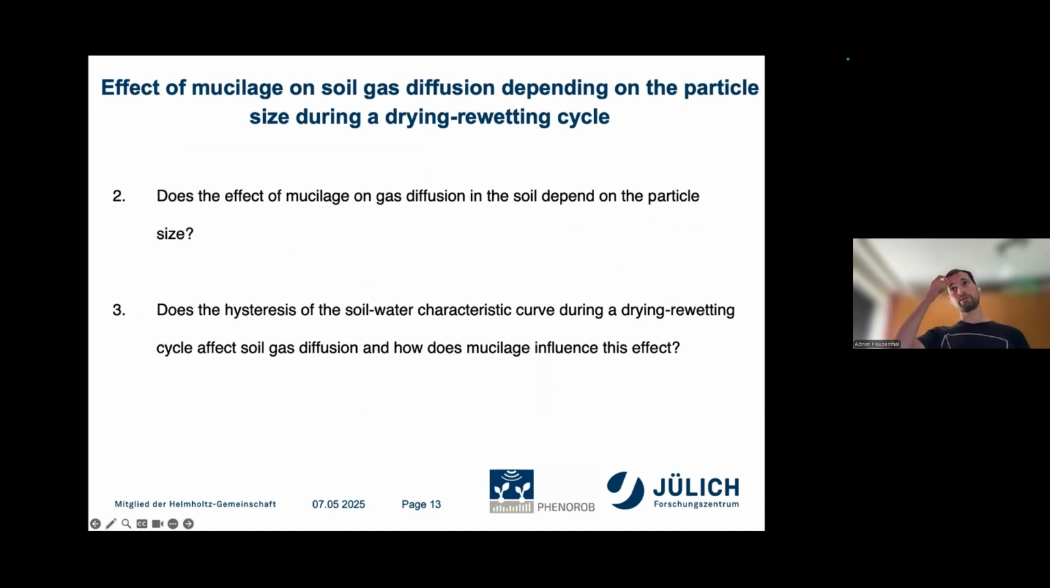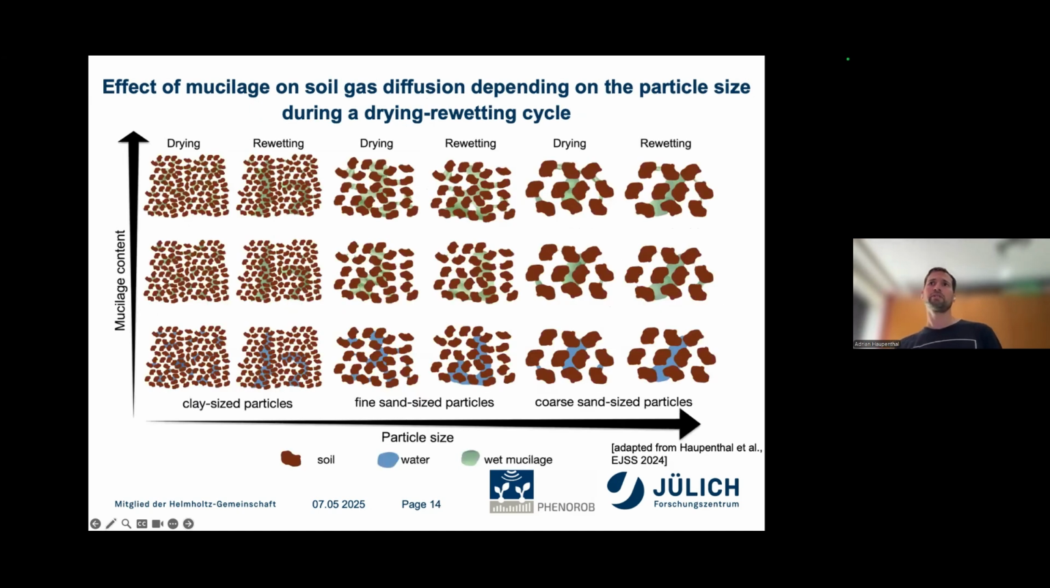So in the next step, I wanted to know if the effect depends on the particle size, and also if the hysteresis of the soil water characteristic is also represented in the soil gas diffusion, and how mucilage will influence this effect. Therefore, I developed the following conceptual model. So we have an increasing particle size from left to right and an increasing mucilage content from bottom to top, all at a given water content.